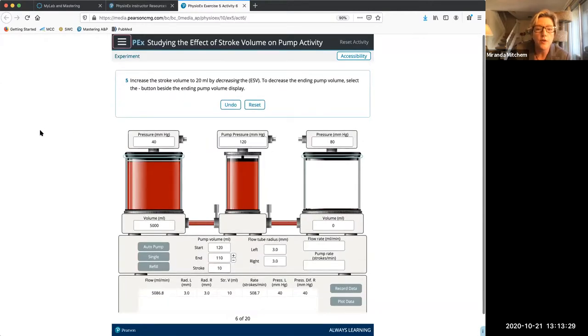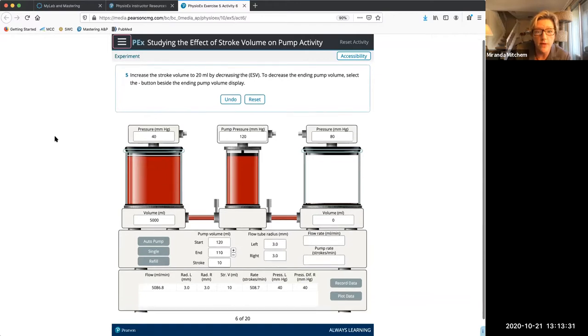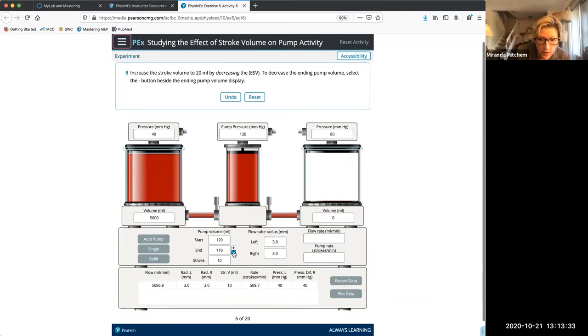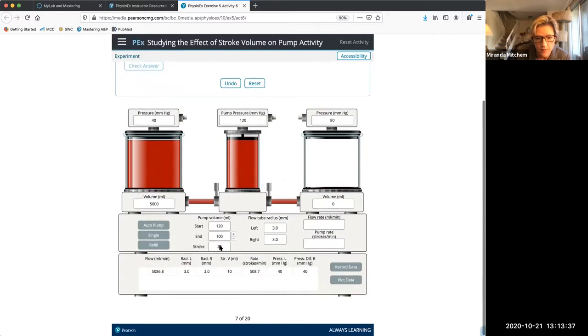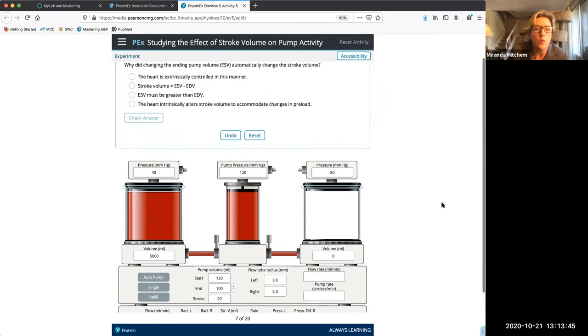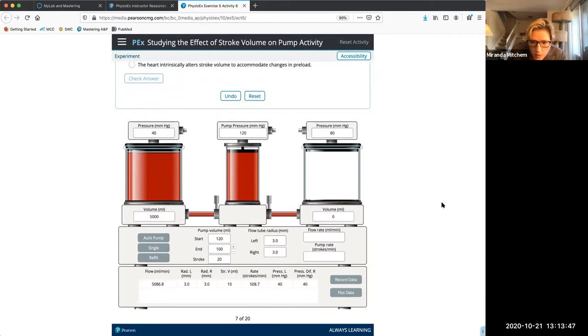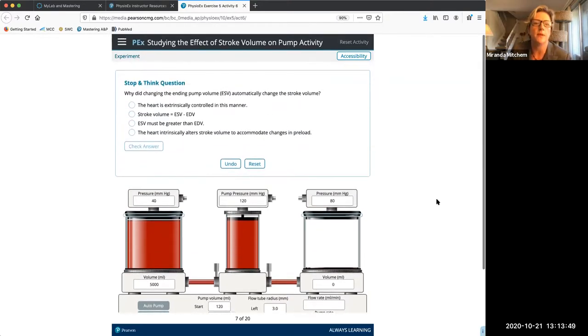Okay, increase the stroke volume to 20 mils by decreasing. So I put the end down to 100 and now the stroke volume is 20. So we got there, but it won't let me do it still. Okay, so stop and think. Why did changing the ending pump volume automatically change the stroke volume?